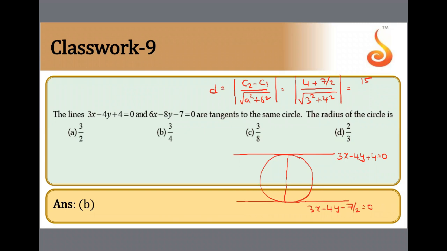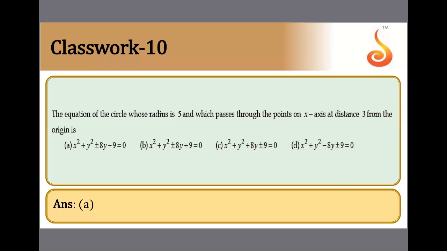15 by 2 into 5. So 5 will cancel. You get 3 by 2. This was asked in JEE Mains once. So diameter is equal to 3 by 2, which is equal to 2r. So r is equal to 3 by 4. Yes, they are parallel lines. Straight lines concept, tangents are parallel to this one.